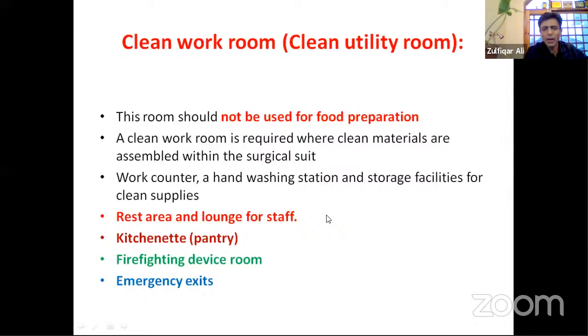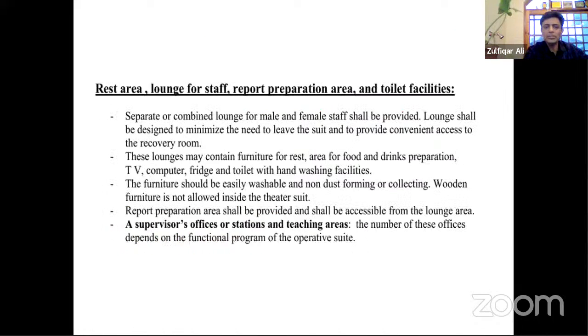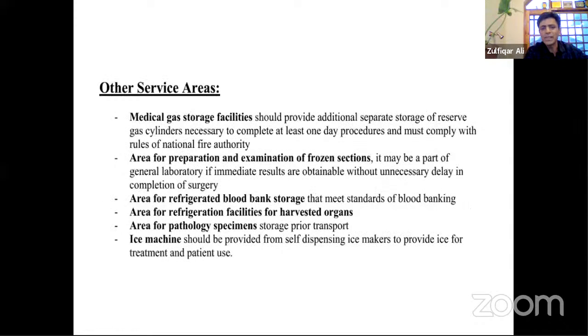We have the rest area. We may have a small pantry. We should not forget about the firefighting device rooms and the emergency exits, which may be very valuable once we have some natural disaster, in terms of earthquakes. The rest area should be comfortable, where the staff can have food and drinks. Ideally, there should be a resting lounge, and a supervisor's office should be nearby, one who can monitor the activities in the operating room.